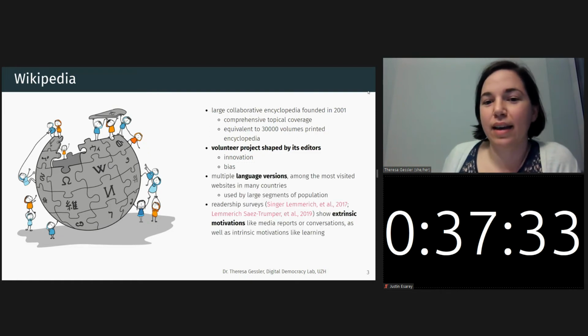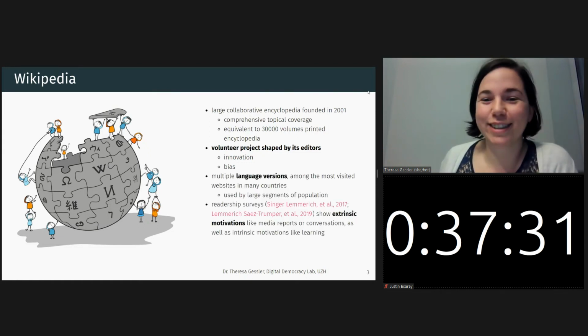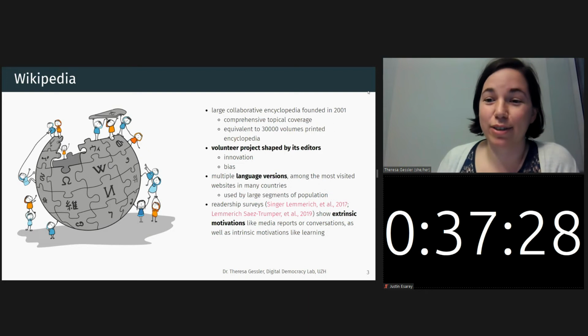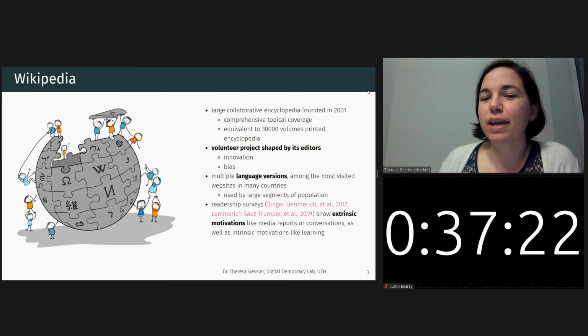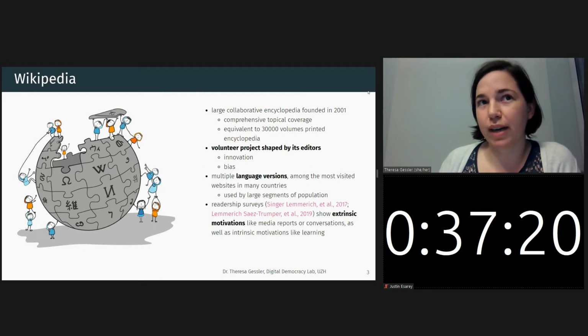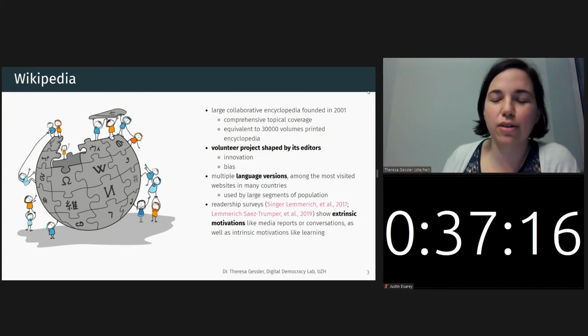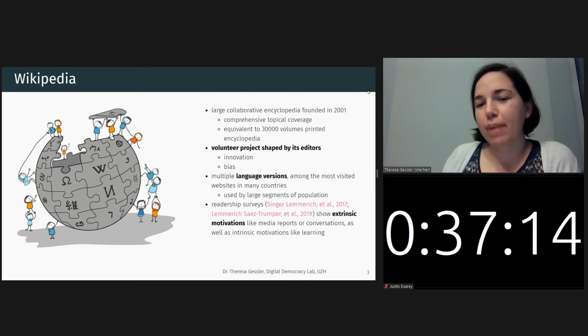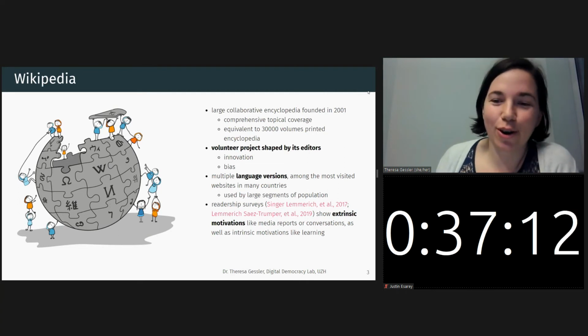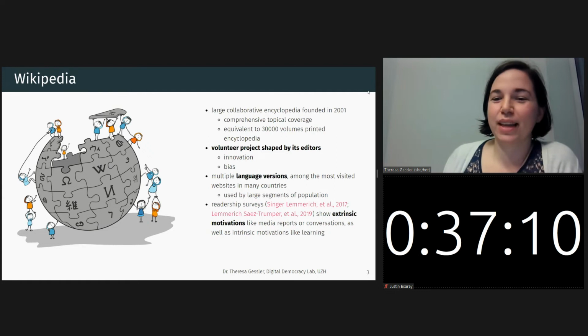I also quickly wanted to highlight that there are multiple language versions, and the page is actually among the most visited websites in many of the countries and really used by large segments of the population. It's a bit difficult to quantify because we don't really have representative surveys that ask about this, but it is definitely one of the top sources for things.